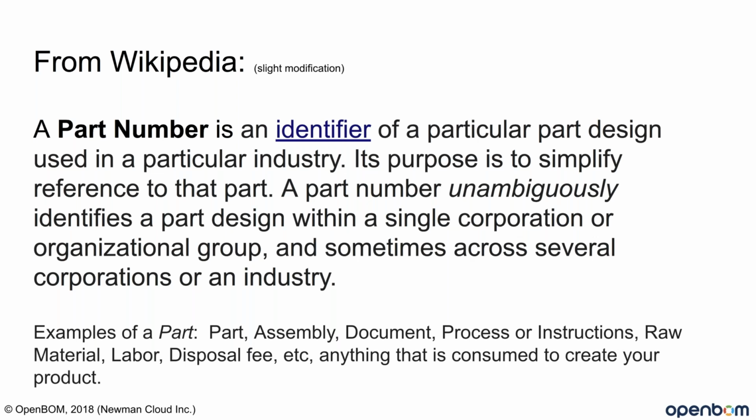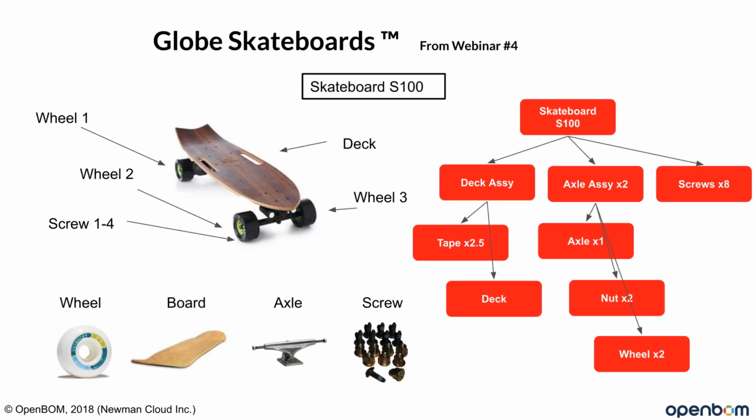I'm just going to throw up on the screen here a definition of part number, and I'll let you read this. A part number is a unique identifier, from Wikipedia, designed to simplify the reference to the part. It needs to be unambiguous, and examples of what a part might be are listed there. They can include anything from a part to a document, raw material, labor, anything that is consumed during the process of manufacturing your product.